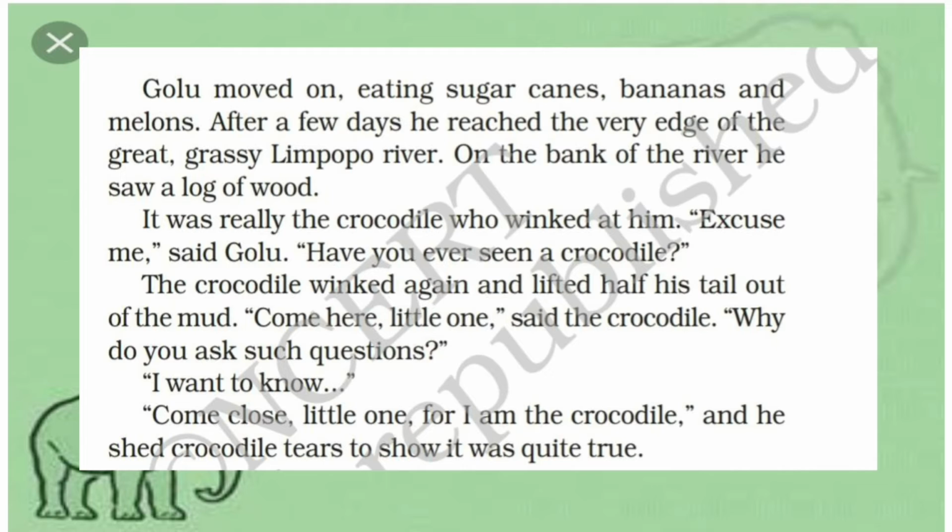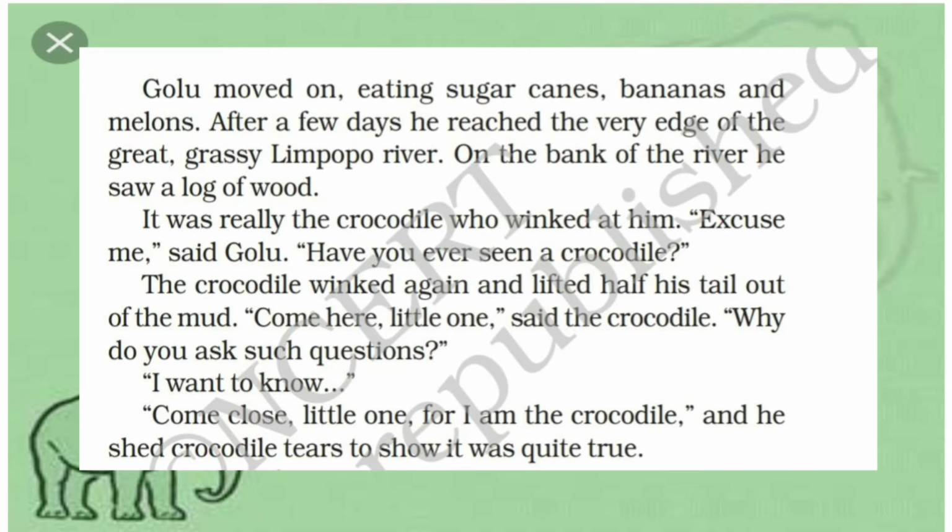He was going to the Limpopo River because Maina said that a crocodile would be found on the edge of the grassy Limpopo River. So he reached there, and on the bank of the river, he found a large branch of a tree, which looked like a branch of a tree, but it wasn't. It was a crocodile. He saw two crocodiles, which he was considering as a large branch, a log of wood.